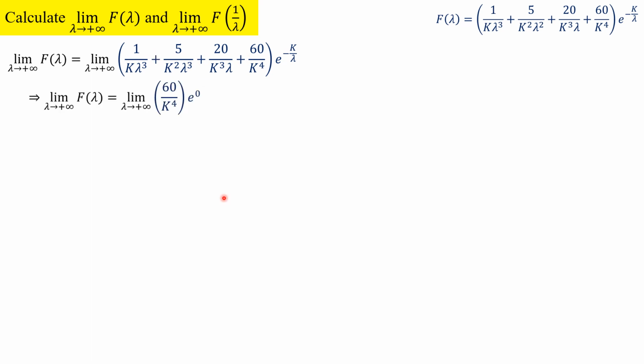So clearly we see that as lambda tends to positive infinity, k over lambda will be tending to 0. There's nothing like negative 0. So the numerator will be tending to e raised to the power 0. Now here, since lambda is tending to positive infinity, this will tend to 0, this will tend to 0, this will tend to 0, and here we just have the constant. So 0 plus 0 plus 0 is 0, then plus the constant, then times e raised to the power 0. E raised to the power 0 is 1, so at the end we get the limit as lambda tends to infinity of f of lambda to be 60 divided by k raised to the power 4.